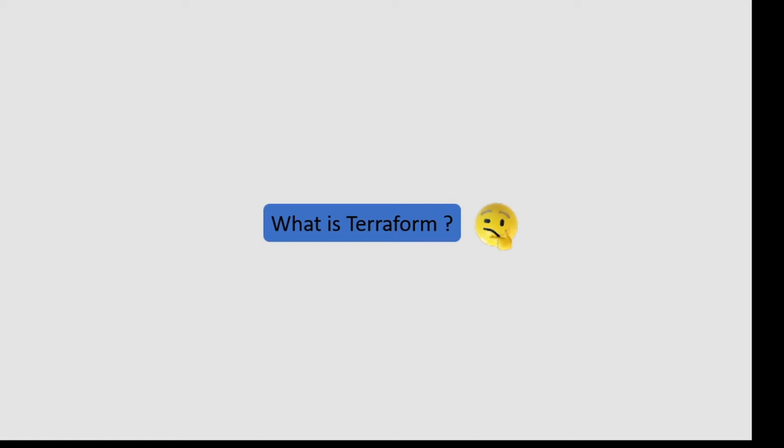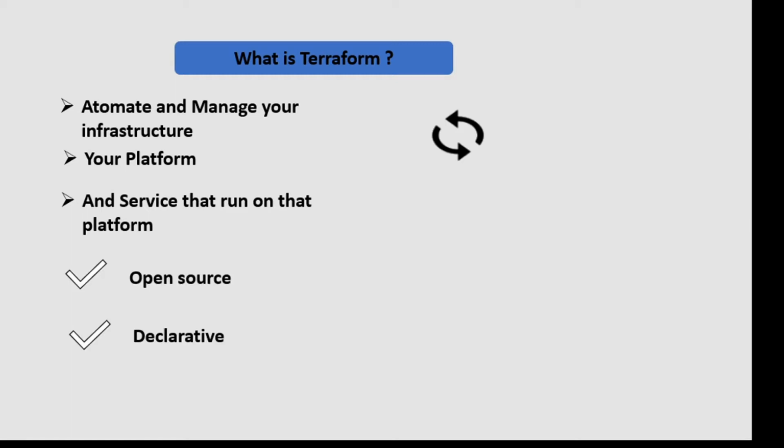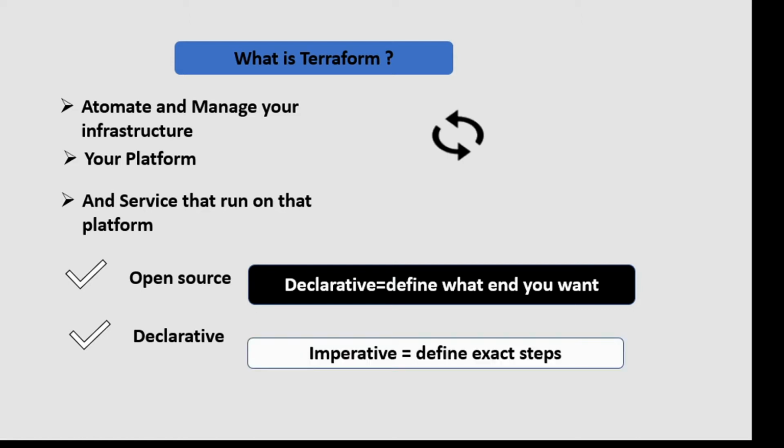So first of all, what is Terraform? Terraform allows you to automate and manage your infrastructure and your platform and services that run on that infrastructure. It's open source and it uses a declarative language, meaning you don't have to define every step of how this automation and management is done. You just declare what you want, the final result or end result, and Terraform will figure out how to execute it, versus the imperative style where you specify how to execute each step.